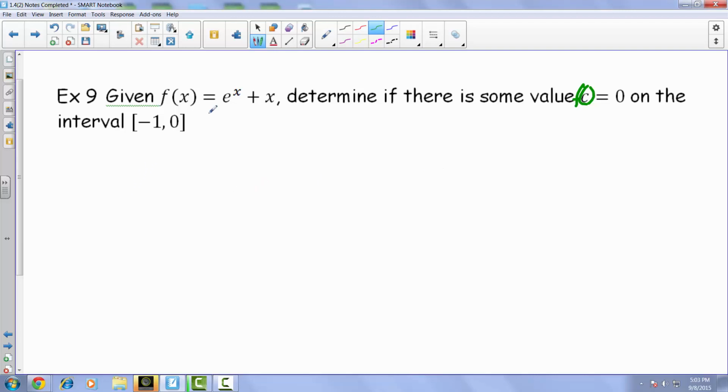Now, just looking at our function, we see e to the x. Well, e to the x just happens to be a continuous function, so that checks out. This other piece, x, is also a continuous function. So the combination of these two with this plus sign would result in a continuous function itself. So we have to first mention that f of x is a continuous function, pretty much just because the subparts are continuous themselves.